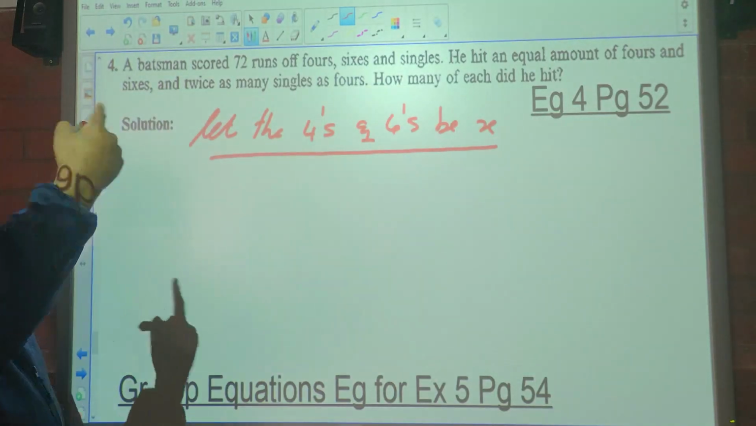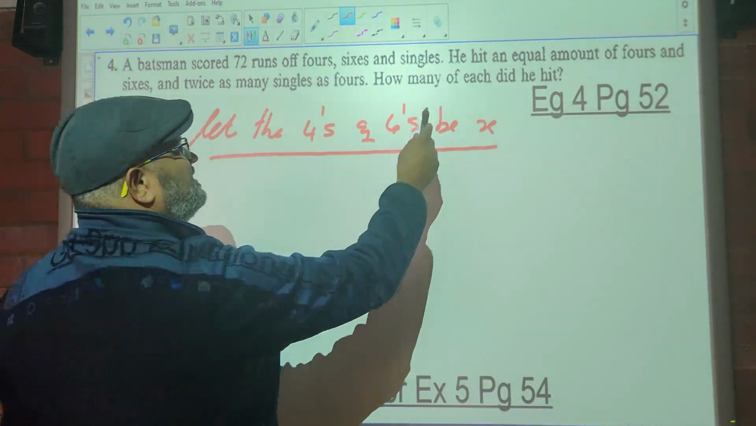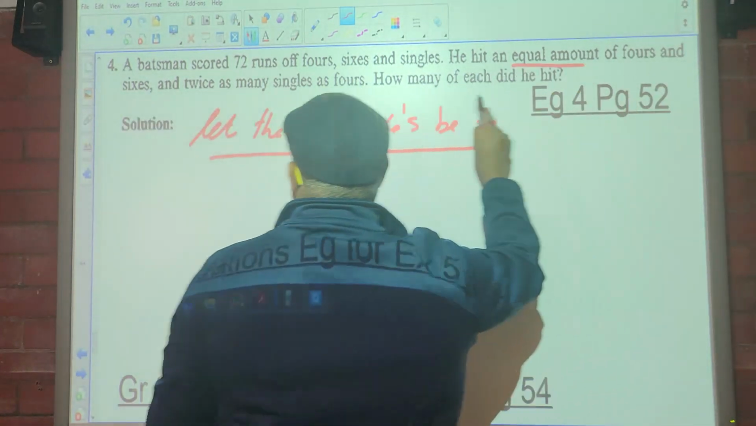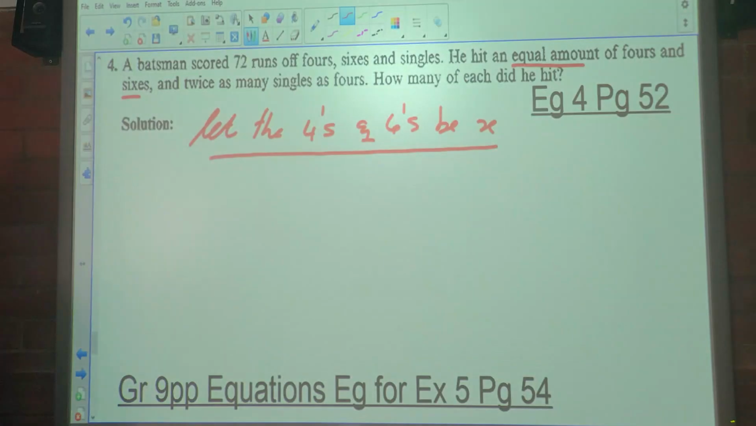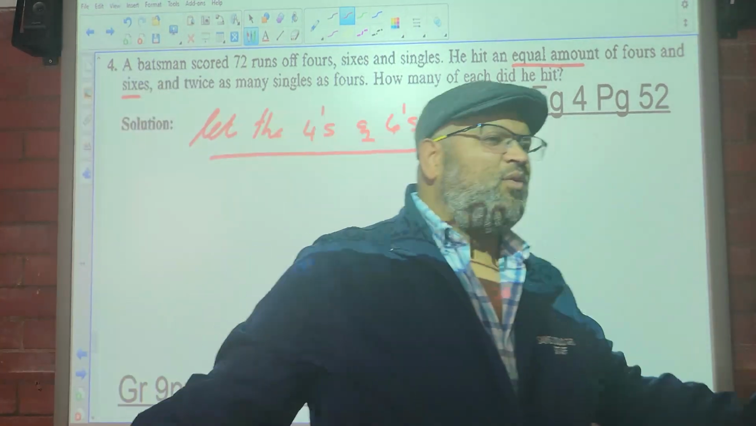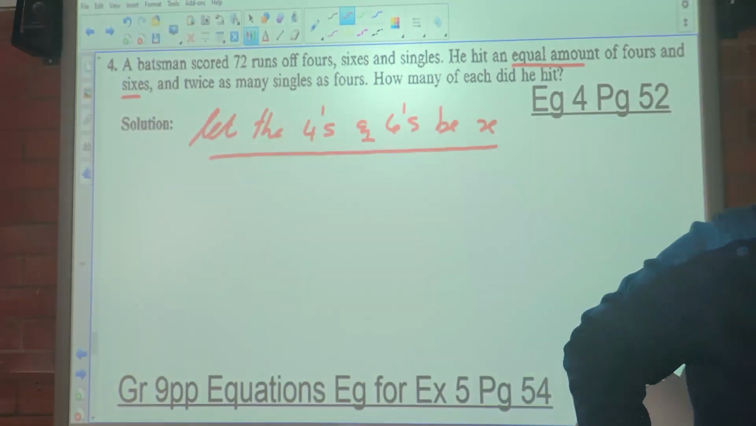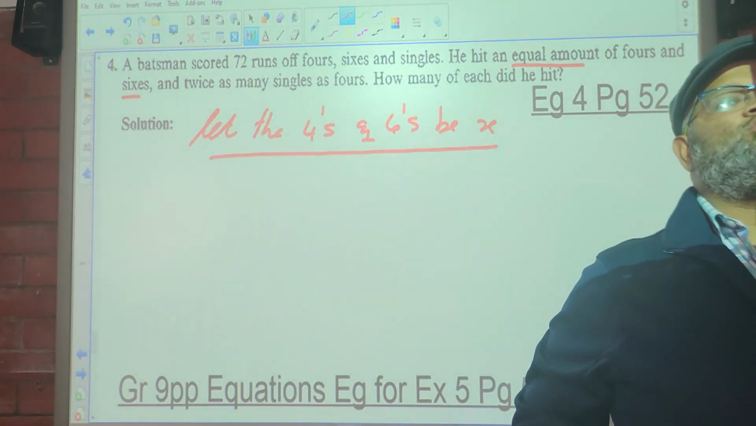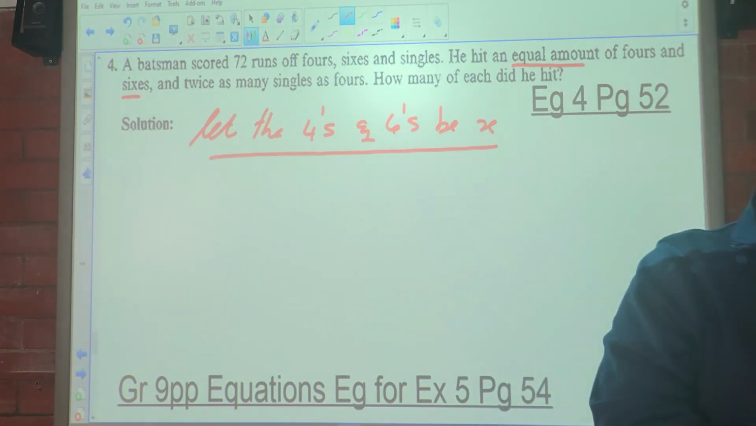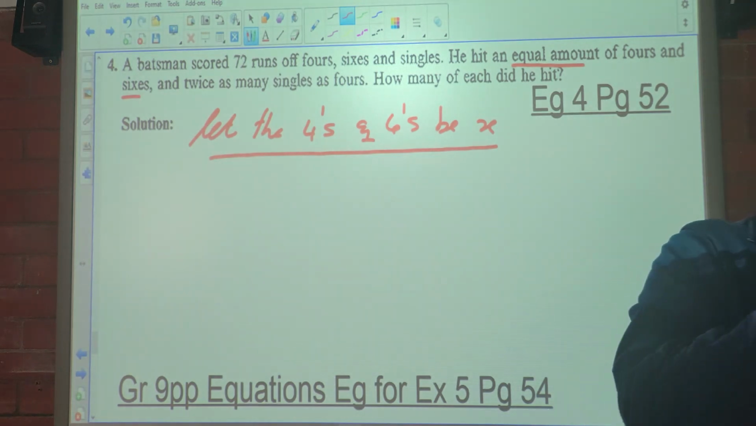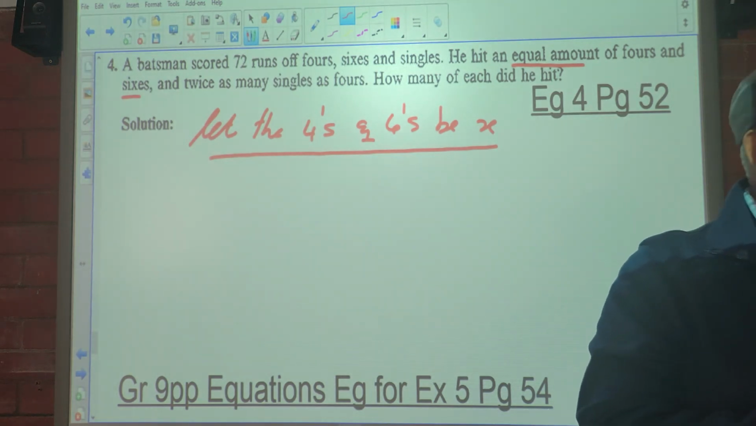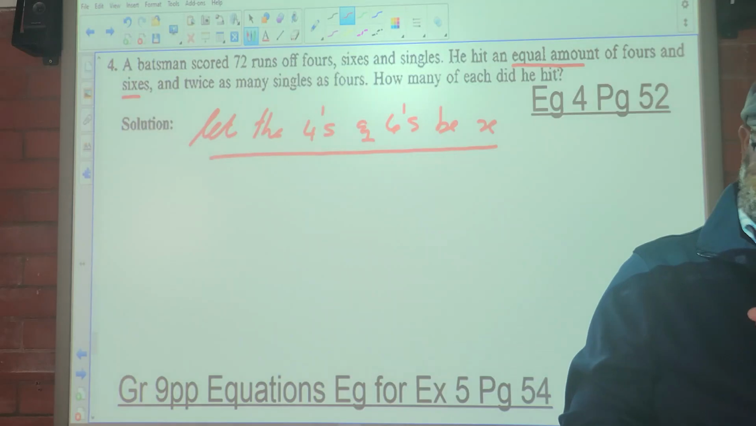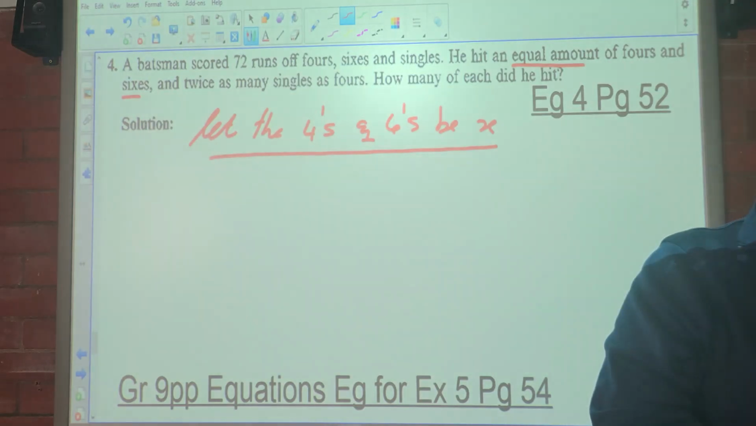Why am I going to let the 4s and 6s be x? Because he hits the equal amount of 4s and 6s. You guys see that? So if he hits, say for argument's sake, only 1 4, then what would his score be? 4 runs. No? What if he hits 2 4s? He's going to get 8 runs, because 2 times 4 is 8 runs. He's a very good batsman. And he hits 6 4s. How many runs would he have?